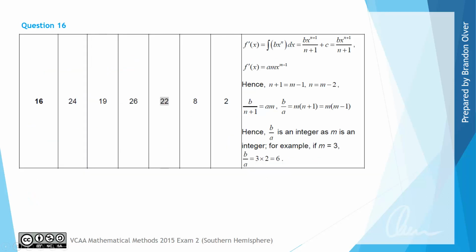From the examiner's report we can see that only 22% of students got this question correct, and that based on how the results were distributed, students were generally guessing at which one was correct. The examiner's report details how they approached this question, which was similar to what we saw on the previous slide. They also gave an example: if m equals 3, what the ratio of b on a would equal, and in that case it would equal 6.